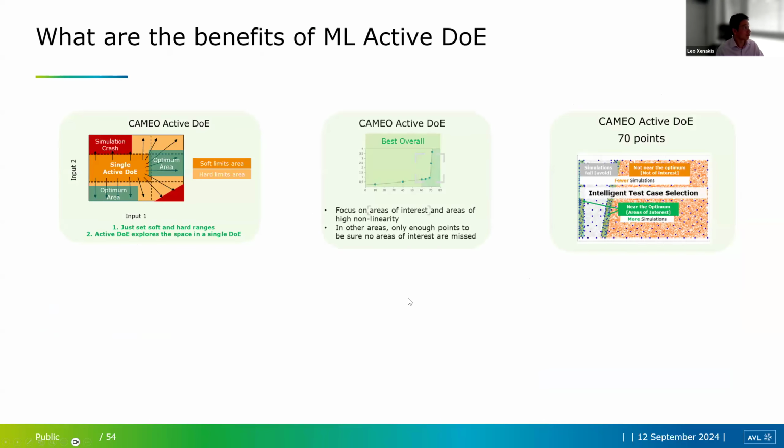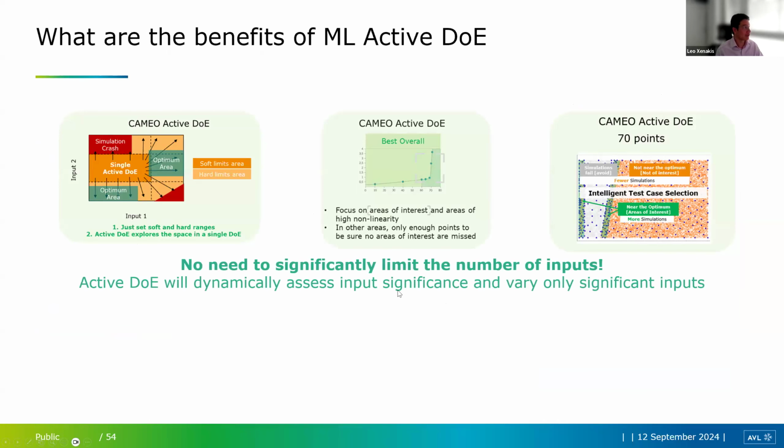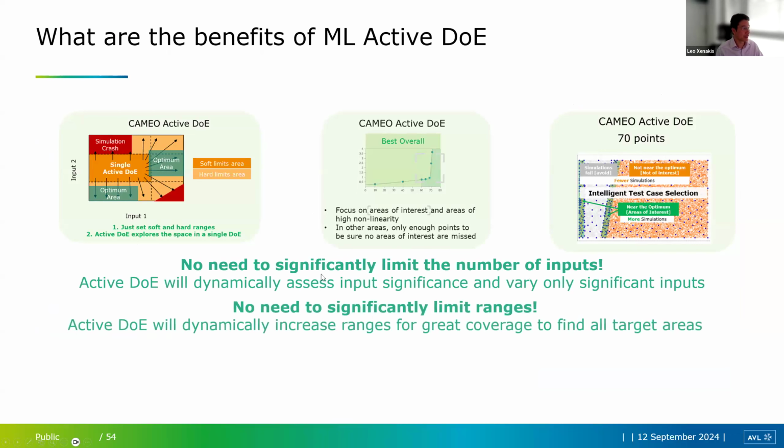So, well, just to quickly summarize some of the benefits here, you don't need to significantly limit the number of inputs when you're doing this type of test, because if there is no significance to those inputs, so they're not having a big effect on the outputs, then ActiveDO will automatically reduce the variation on some of those insignificant inputs. So you can put more inputs than you think might be possible, and the unneeded ones will just get whittled away.